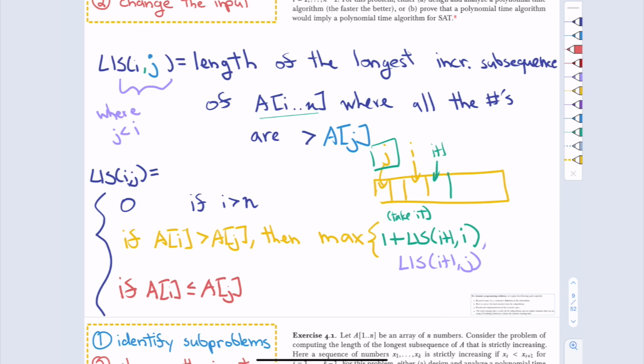And what would that be? In the back, yeah. Don't take it. Don't take it, so how would I express that? Perfect.